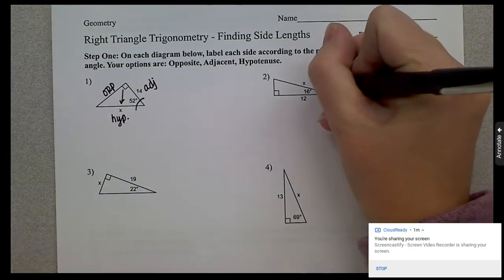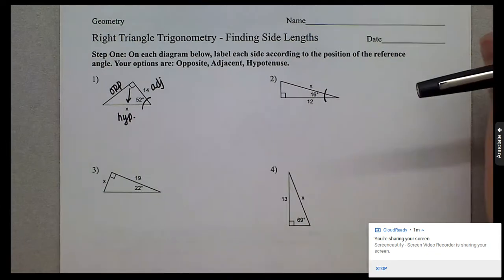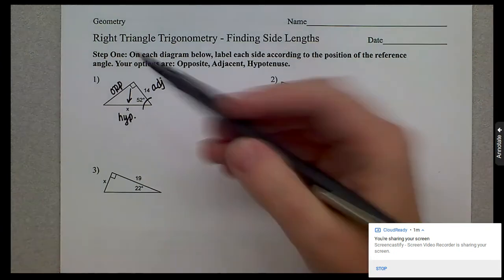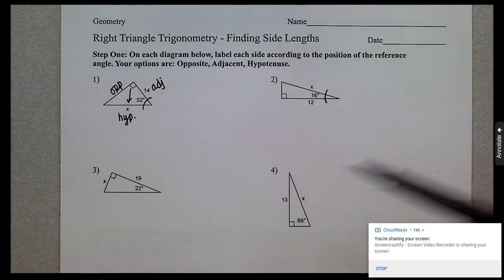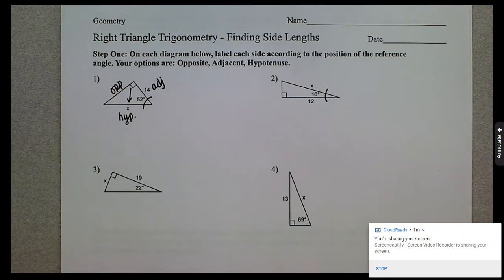Once again, look at your reference angle. Where's opposite? Where's adjacent? I usually like to find the hypotenuse first so that doesn't confuse me. Remember, the hypotenuse is always across from the 90-degree angle. Sometimes the triangles get flipped. That's why I like to do that first so I'm not confusing myself. So just as a heads up there. That's your first section, so that should be pretty quick.